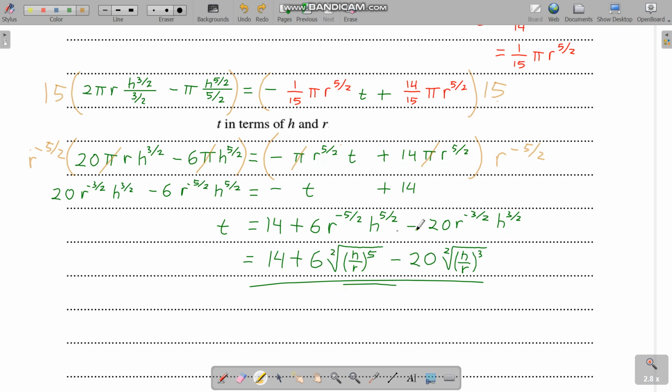Same thing, you can stop right here actually, or you can use this form. And same thing here, this is the square root of h over r to the power of 3. So that's the final answer.